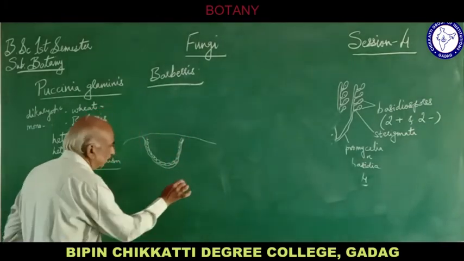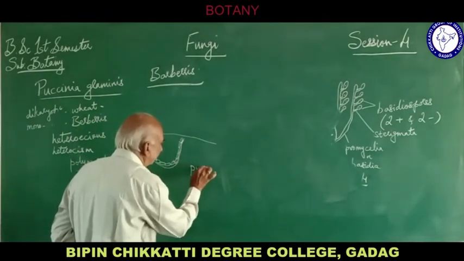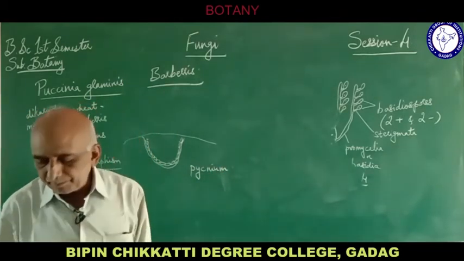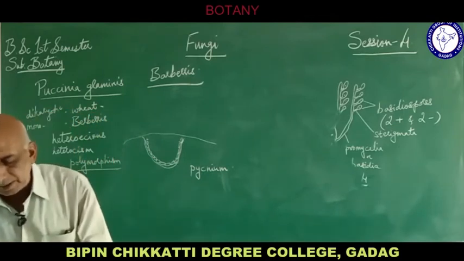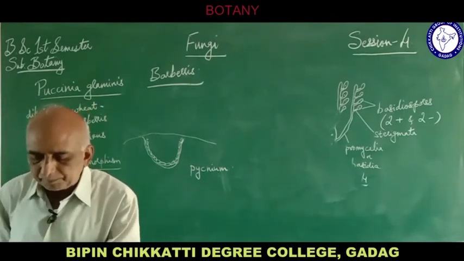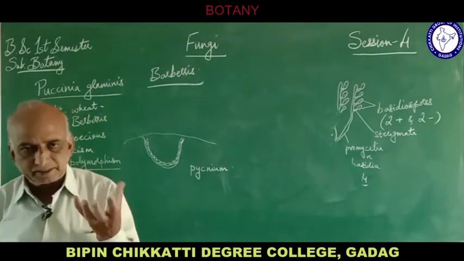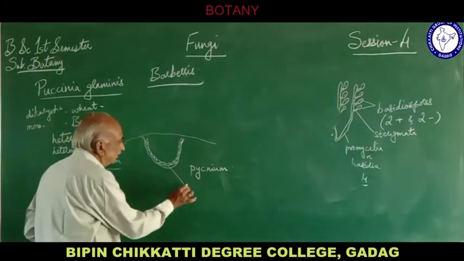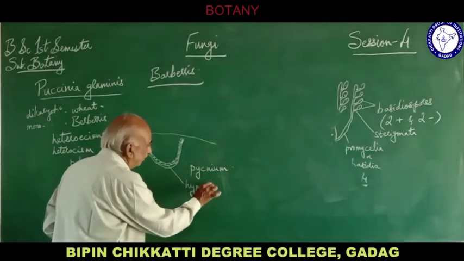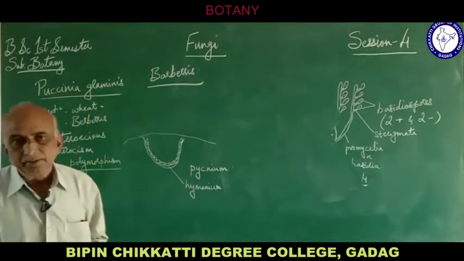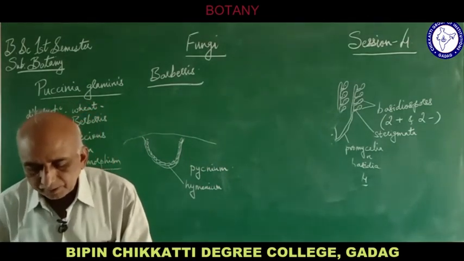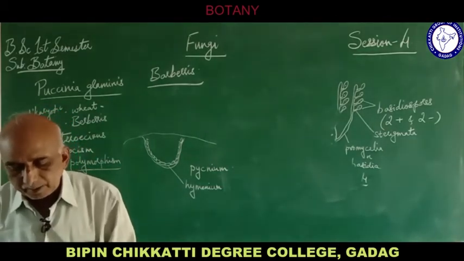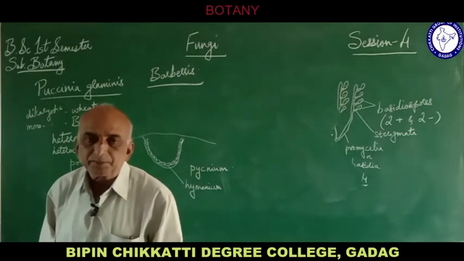So, this is the structure of the picnium where the picniospores are produced. The picnium is a flask shaped structure, and at the base of the picnium there is what is called the hymenium layer or the hymeneal hyphae. The cells of the hymeneal layer, the vertical hyphae, are developed at the base of this picnium.